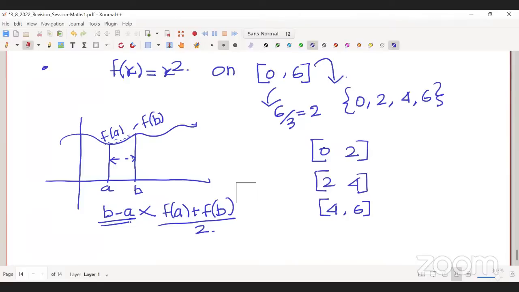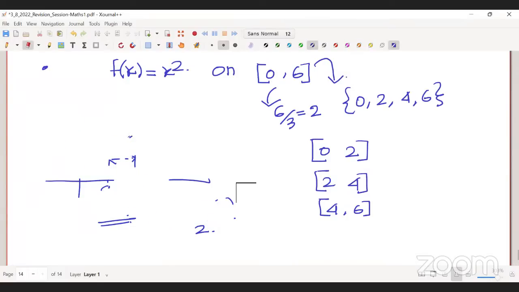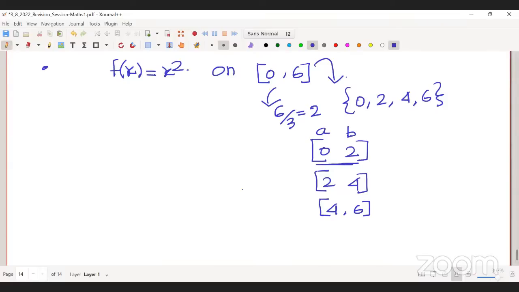Yes, sir. So basically, we are going to do the same thing here in this interval. What is the length of this interval? 2, right? If we consider this as A and this as B, B minus A is 2. That is the length of the interval. Then f of B plus f of A by 2, which is nothing but f of 2 plus f of 0. You can even write it in reverse order, f of 0 plus f of 2, by 2.